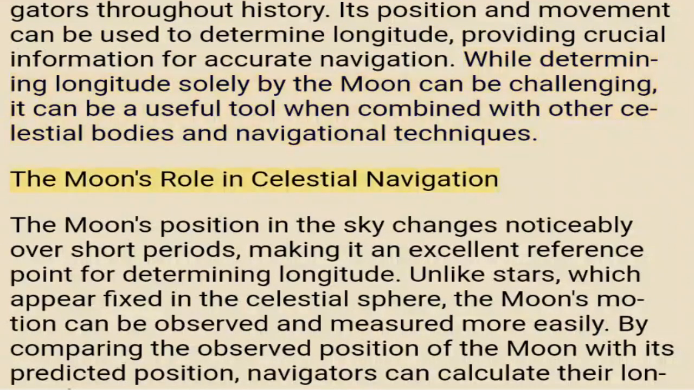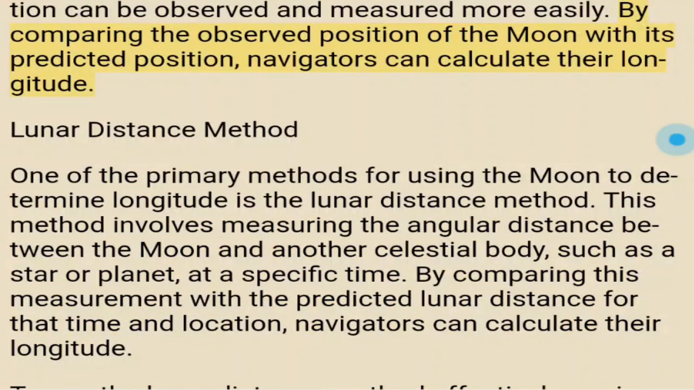The moon's role in celestial navigation. The moon's position in the sky changes noticeably over short periods, making it an excellent reference point for determining longitude. Unlike stars, which appear fixed in the celestial sphere, the moon's motion can be observed and measured more easily. By comparing the observed position of the moon with its predicted position, navigators can calculate their longitude.